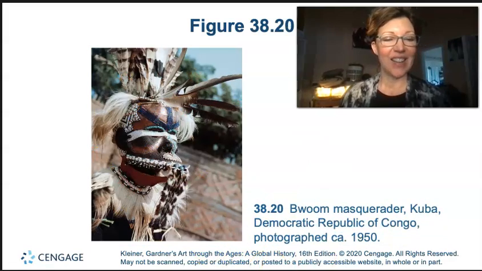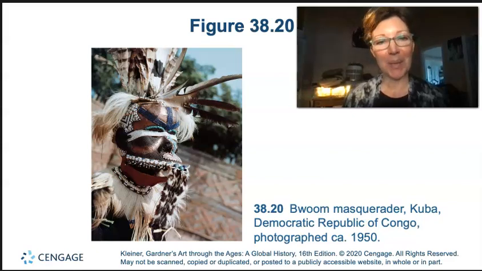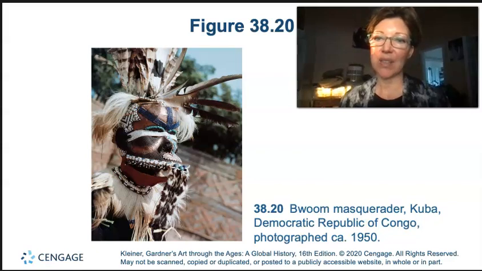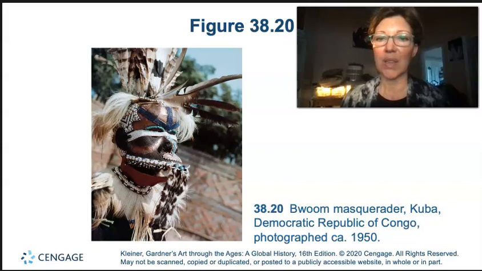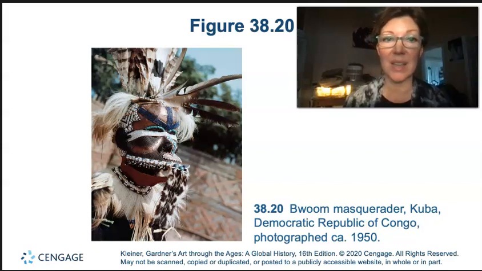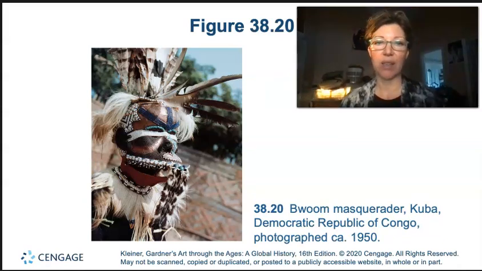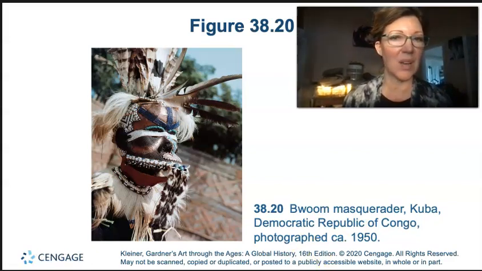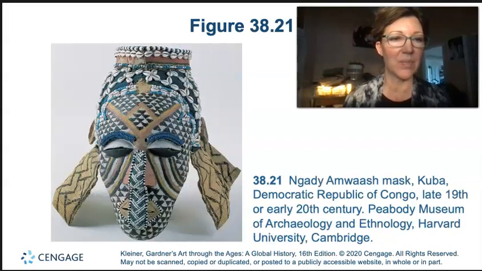This is a Boom masquerader from the Kuba peoples, the Democratic Republic of Congo. Of the 3 masks in Kuba masquerades that tell a story to celebrate royal ancestors, the character who is a commoner and opposes the king's power is Boom, this character right here. The primary purpose of much African art is to venerate ancestors. This is a common person.